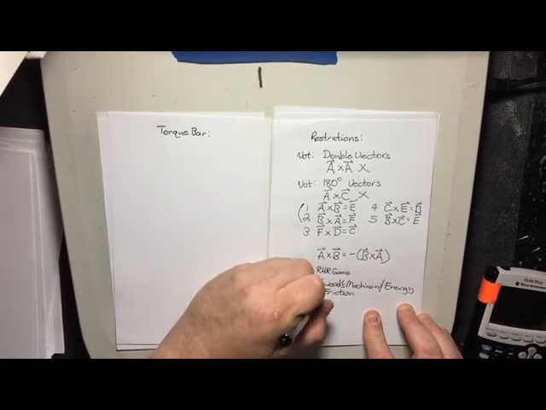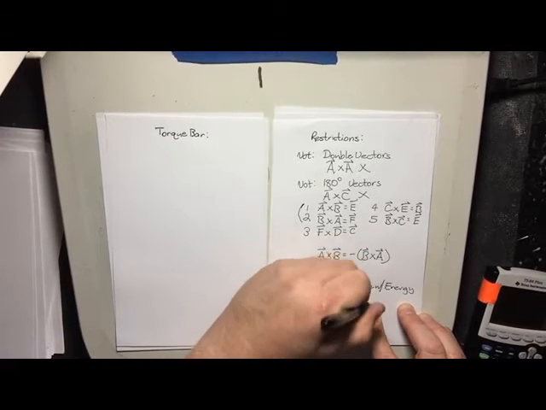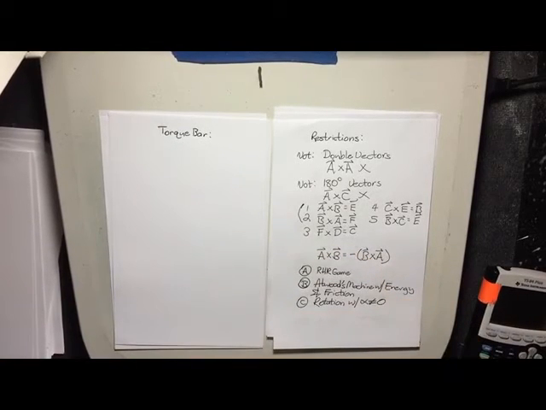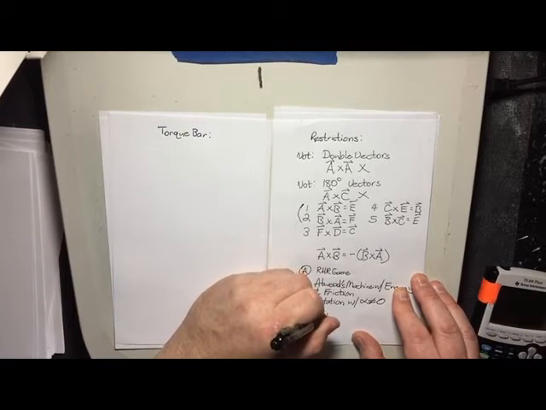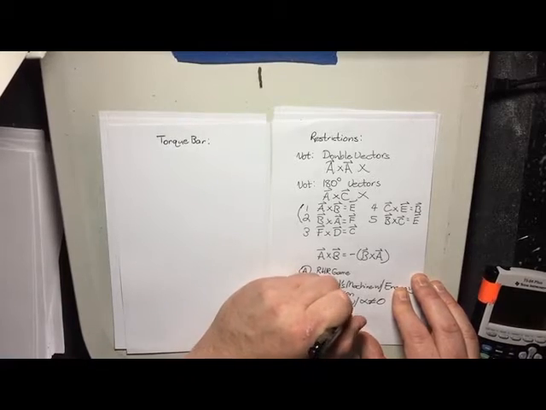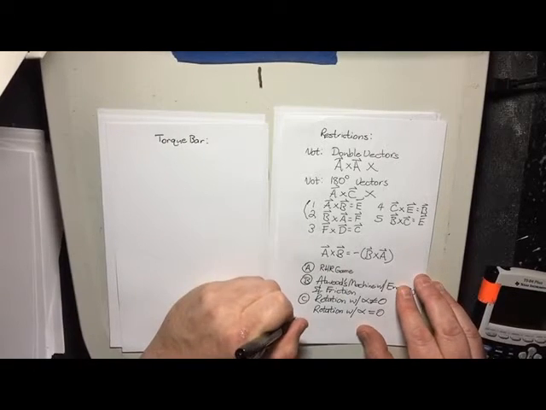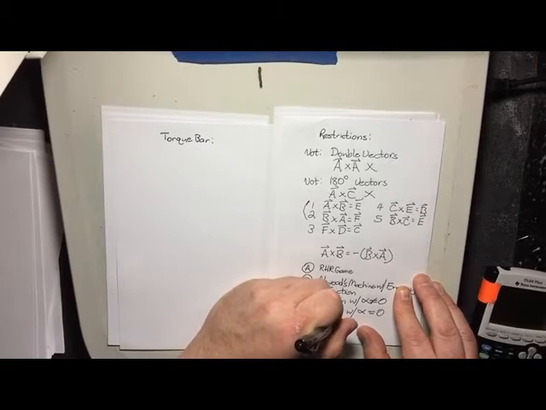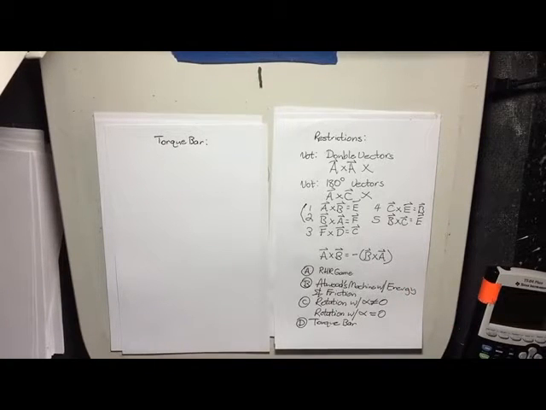Then I would go rotation, most likely with an alpha not equaling 0. It'll either be rotation with alpha not equaling 0 or rotation with alpha equaling 0. It'll be one of the two. And then the last thing, torque bar. So that'll be the third test, or the second test, excuse me.